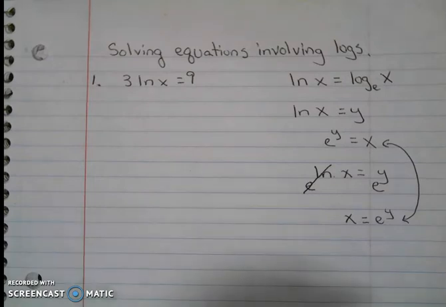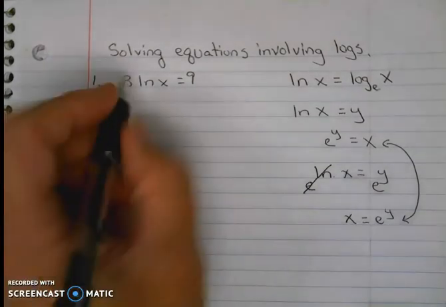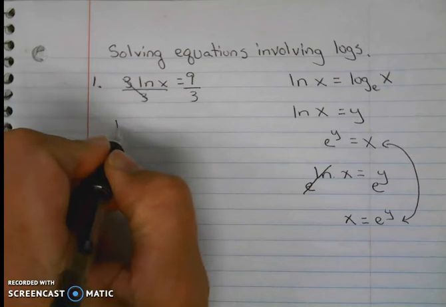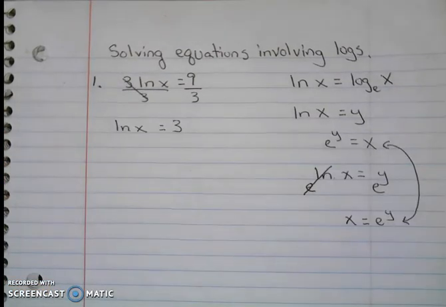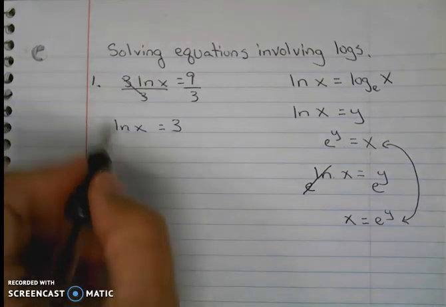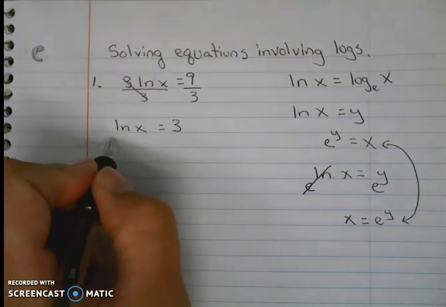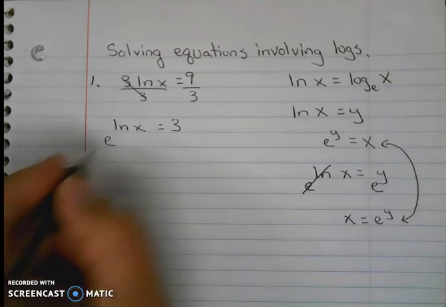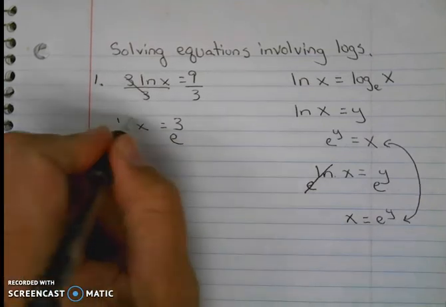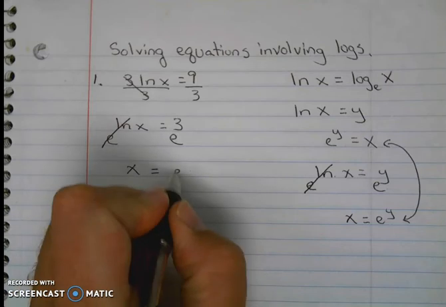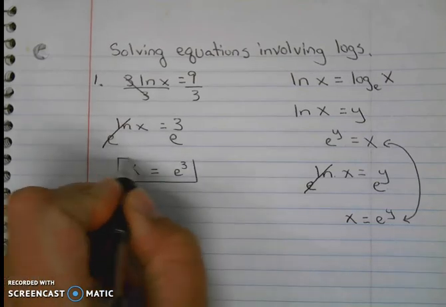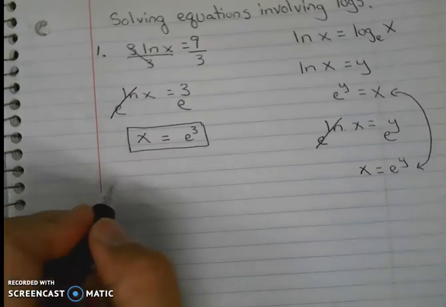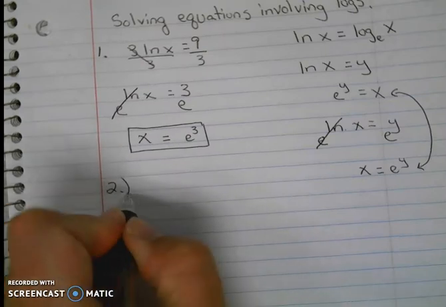All right, so back to the problem. We're trying to solve for x. So we're going to start off by dividing both sides by 3. Okay, and then we want to cancel out the natural log. So since it's base e, I'm going to use this method right here. I could use this method as well. And so we get x equals e to the third power. And you can leave your answer like that. We've isolated the x.